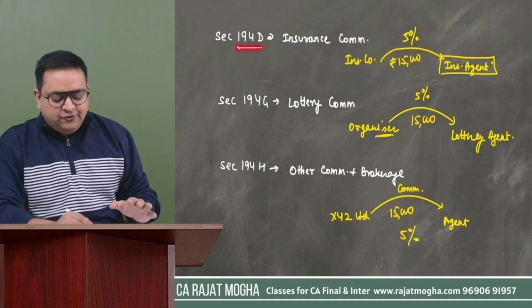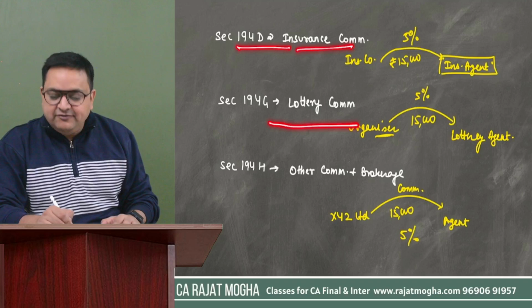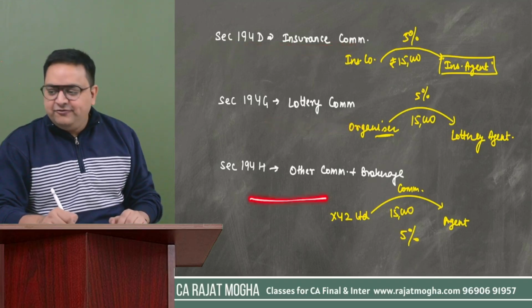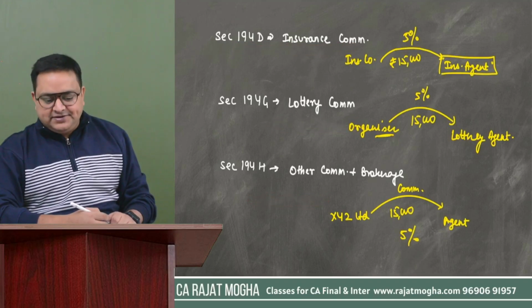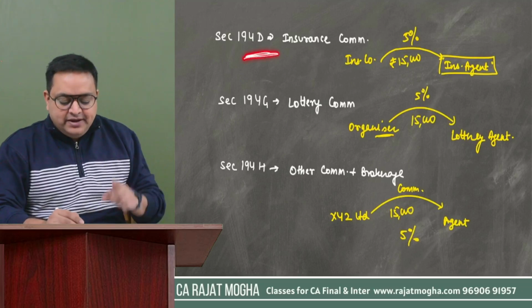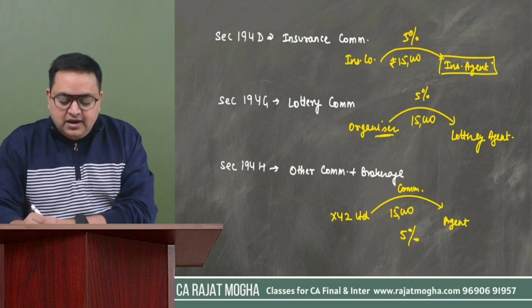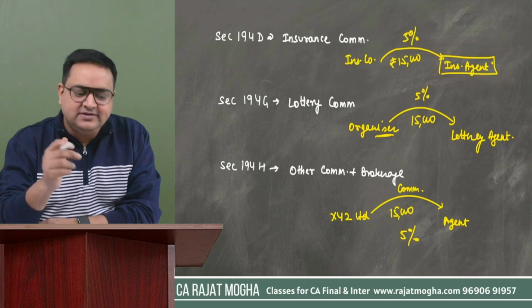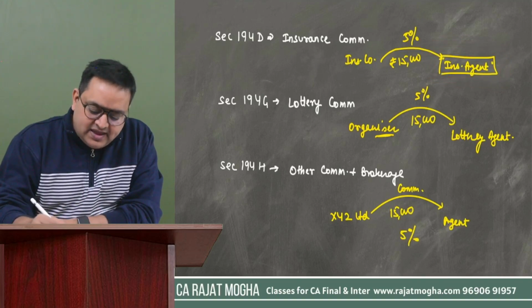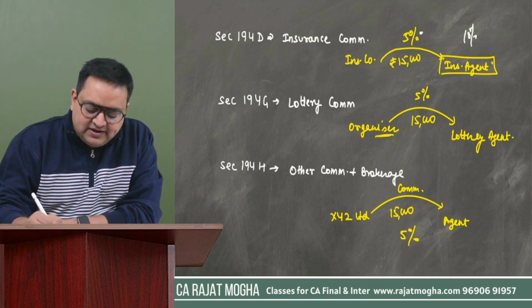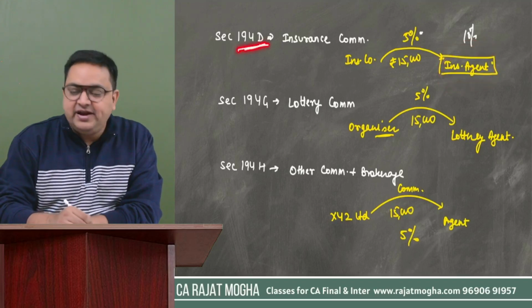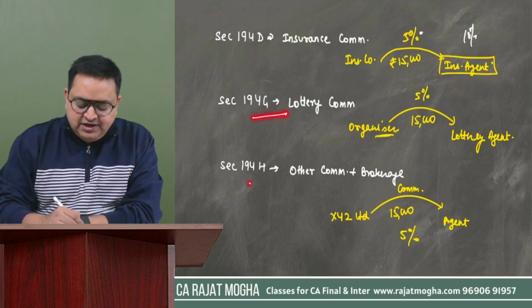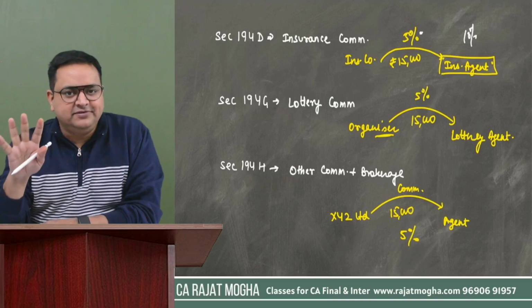So this 194D is related to insurance commission, 194G lottery commission, 194H other commission and brokerage. But for 194D, please remember one more thing. If this insurance agent is a company, then in that case, the TDS rate will not be 5%, it will be 10%. This is only in the case of 194D. Otherwise, 194G and 194H have only one rate, 5%, right?